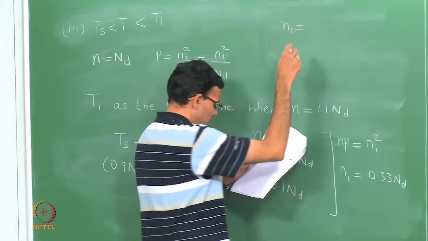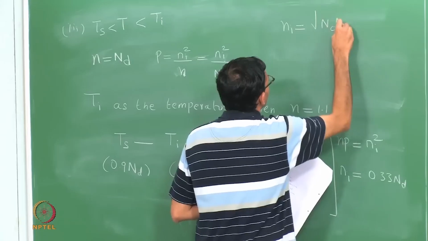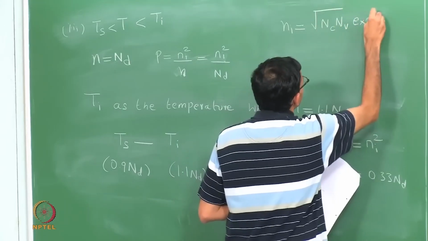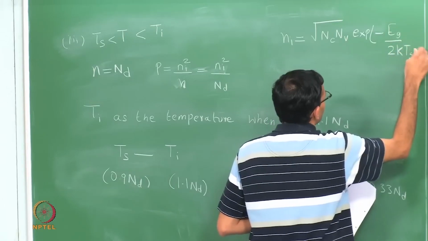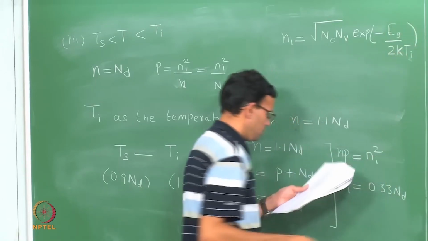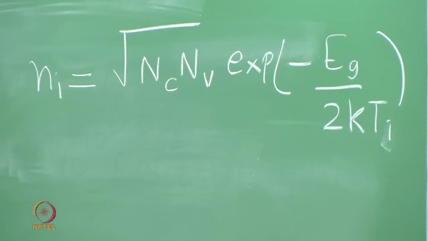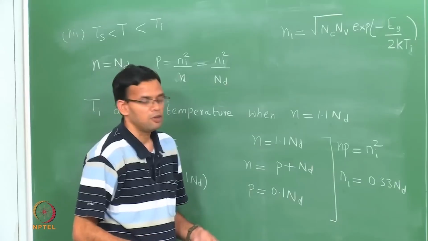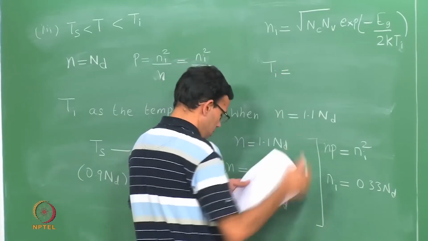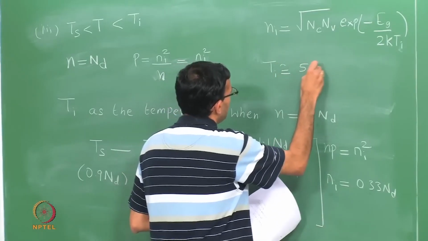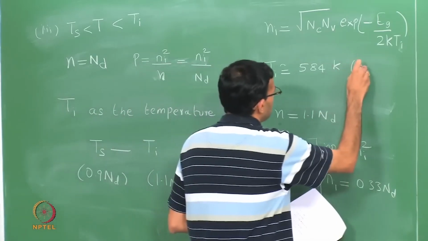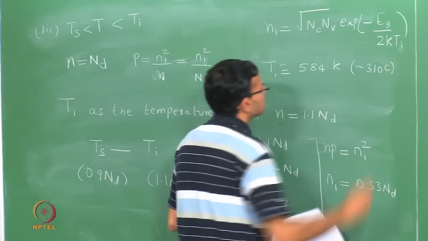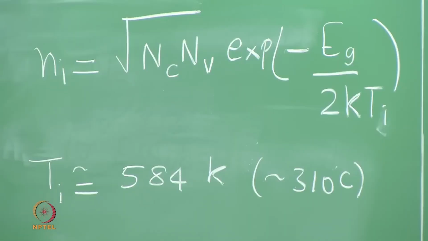We can use this expression Ni equal to square root of Nc Nv exponential minus Eg over 2 kT, but now the temperature will be Ti, which is your intrinsic temperature. Can substitute in the values. Once again we will assume that Nc and Nv are independent of temperature. That gives you a Ti of approximately 584 Kelvin. If you try to convert that into degrees, this is approximately 310 degrees. Above this temperature, the semiconductor essentially behaves as an intrinsic semiconductor.